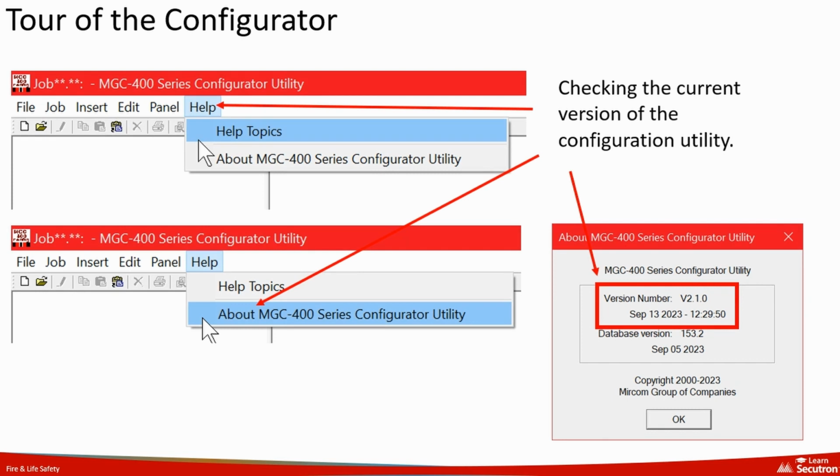To check the version of the MR-400 Series Configurator utility, open the software. Navigate to the top menu bar. Click on the Help menu, typically located at the far right of the menu bar. In the drop-down menu that appears, select About MR-400 Series Configurator Utility. A pop-up window will display the version number of the software and the database version, along with the date and time of the last update.